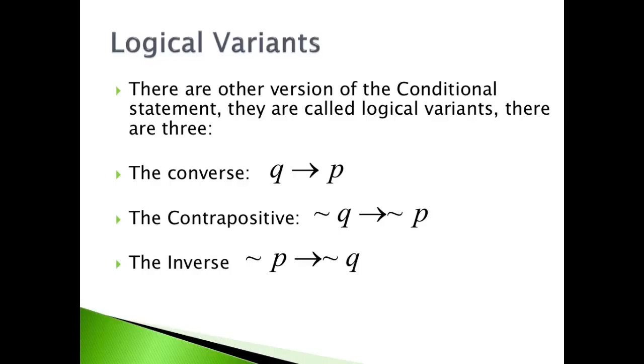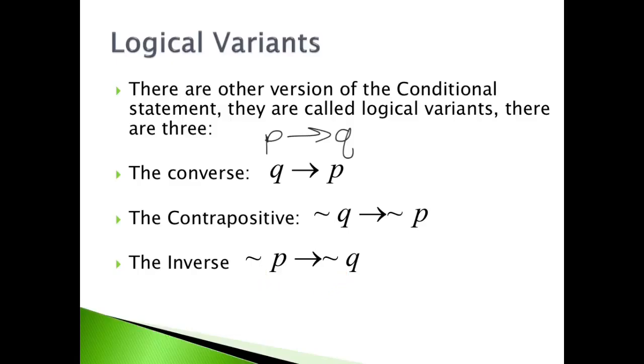So again, just to remind you, a conditional statement is something that is P arrow Q. If we compare that to the converse, we have just switched the two. So they've traded places. For the contrapositive, you're going to switch the two and negate them. And then for the inverse, just negate the two statements.